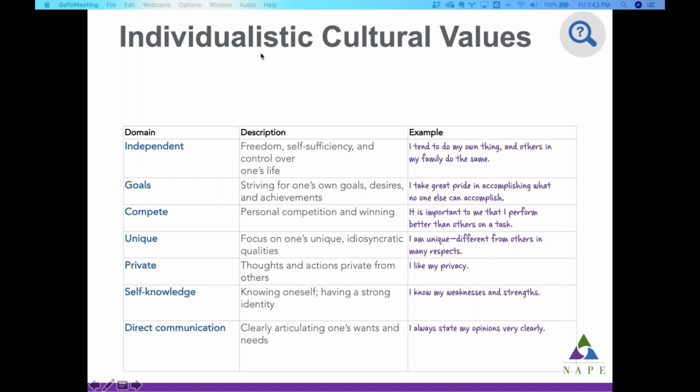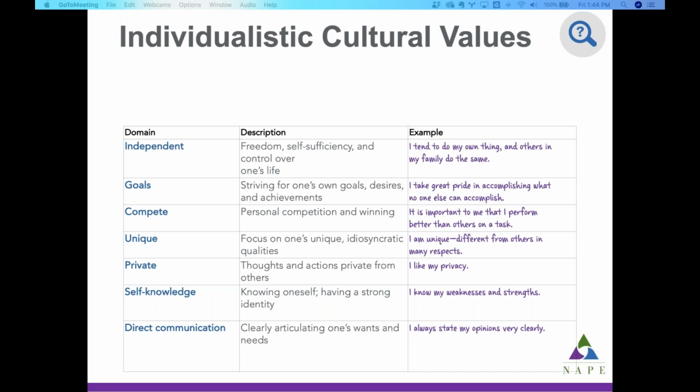For the individualistic cultural values, it's so interesting how this is manifested even in the stay-at-home, social and physical isolation that we're experiencing during the COVID-19 pandemic. The first notion of individualist cultural values is independence. It's this notion of constant freedom, self-sufficiency, and control over our life. An example of how that might look in someone's thinking is: I tend to do my own thing, and others in my family do the same.